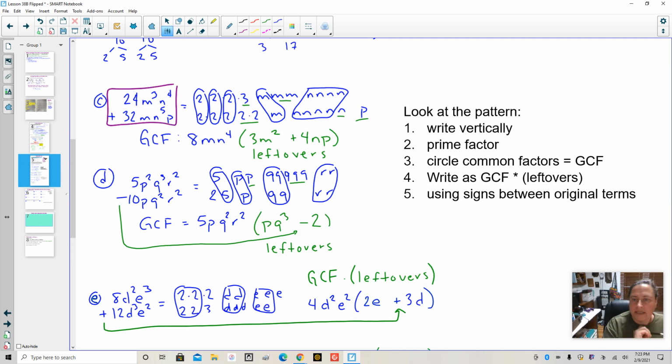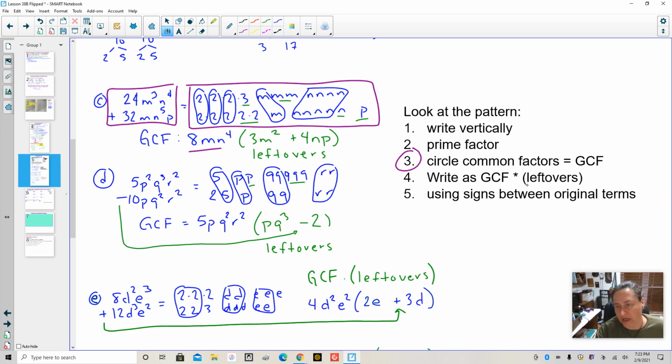Second, I prime factored the whole thing, one on top of each other. I kind of tried to line up my numbers, my letters that matched. Then I circled common factors. Then I wrote my greatest common factor, 2 times 2 times 2 times m, n. Then I looked back and I figured out what my leftovers were.